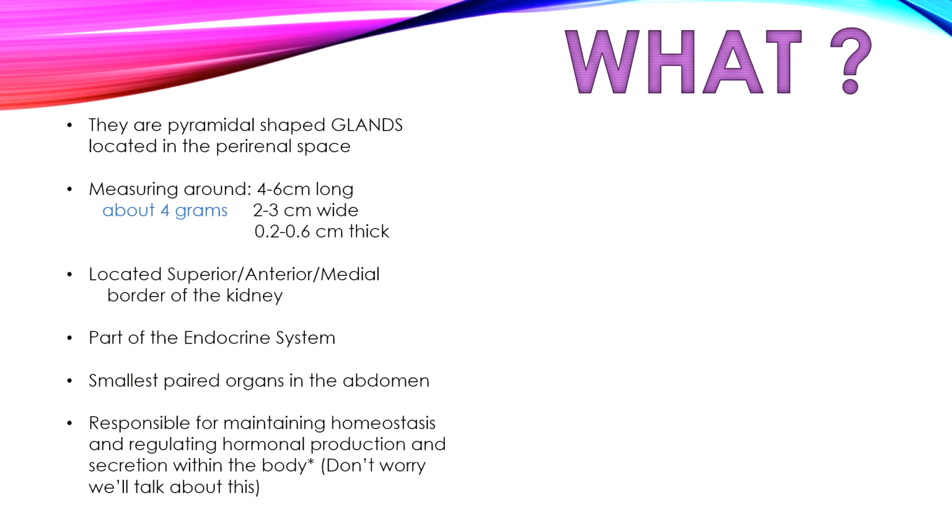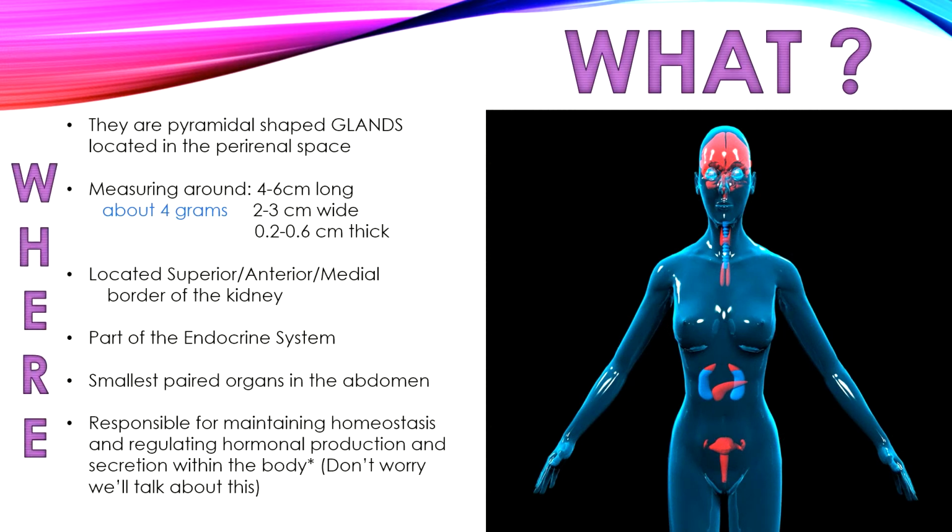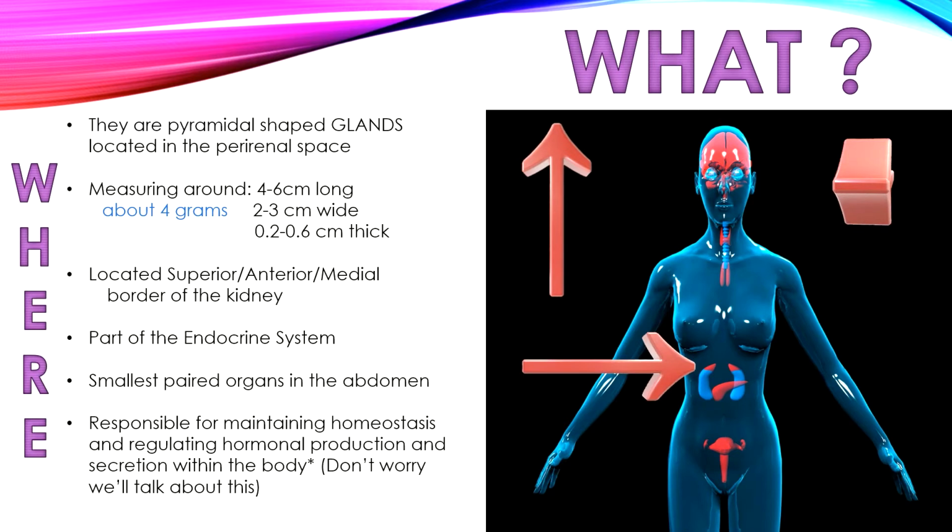What are the adrenal glands? They are a triangular shaped gland located in the perirenal space. They measure 4 to 6 centimeters long, 2 to 3 centimeters wide, and about 0.5 centimeters thick. They are located superior, anterior, and medial to the kidney. They are part of the endocrine system, and a fun fact, they're the smallest paired organs in the abdomen. They are responsible for maintaining homeostasis and regulating hormonal production and secretion within the body. Don't worry, we'll get to all this in a bit.